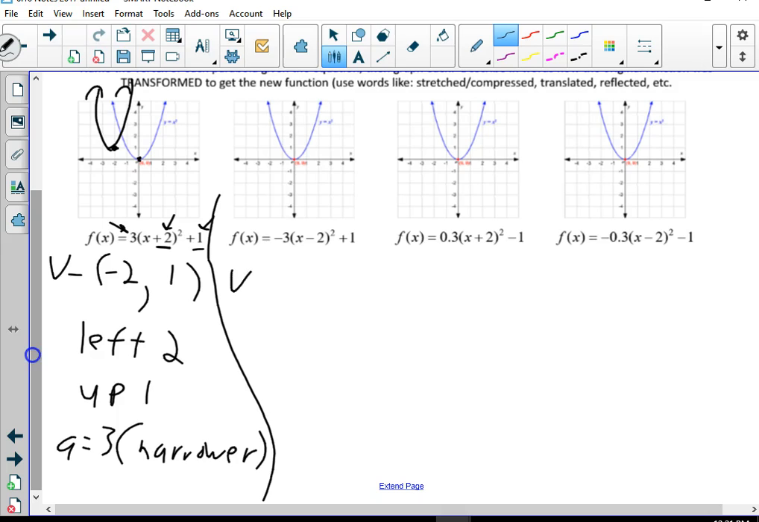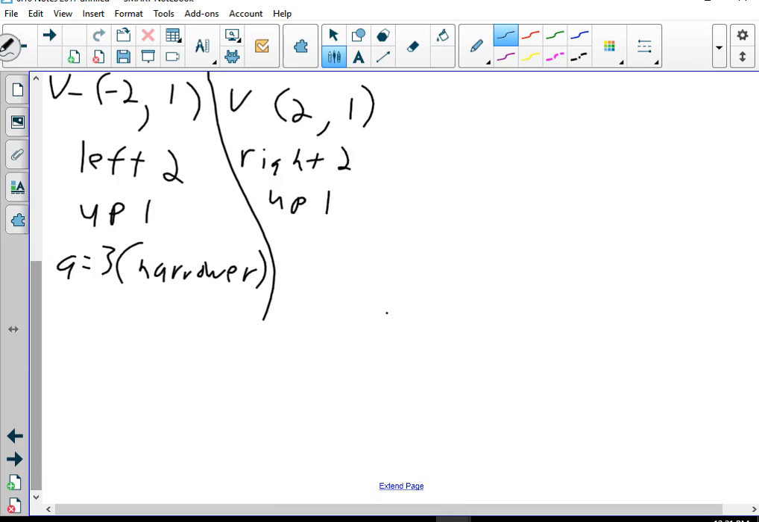Okay? What's the vertex on this one going to be? 2, 1. Positive 2 and 1. Which means what happened? It moved right 2 and up 1. So it moved over here, right 2 and up 1. Now, the negative, let's say negative A. Negative A flips it. So instead of a happy parabola, it's a frown. It's going down.